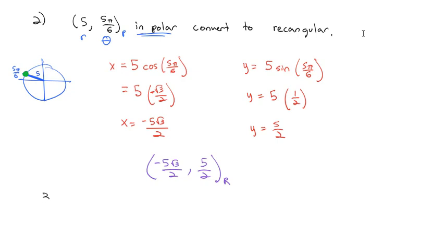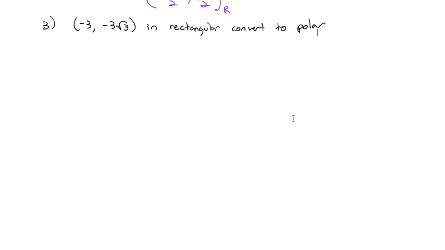Let's do another one, though, where we can go the opposite direction. Let's say we've got (negative 3, negative 3 root 3) in rectangular. And we're going to convert to polar. Get us some room to work here. In rectangular means that's an x comma y. So we need to find the angle, and we need to find the radius.